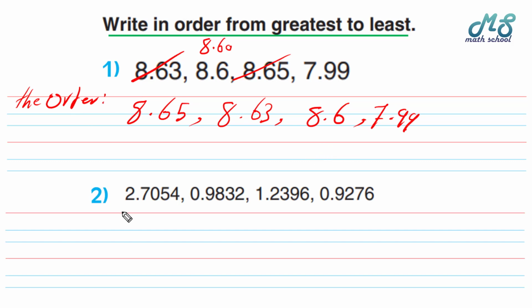Next, by the same way, equate the decimal places. 4 decimal places, 4 decimal places, 4 decimal places, 4 decimal places. Now go to the ones place. 2, 0, 1, 0. Which one is the greatest? 2. Now the greatest number is 2.7054.